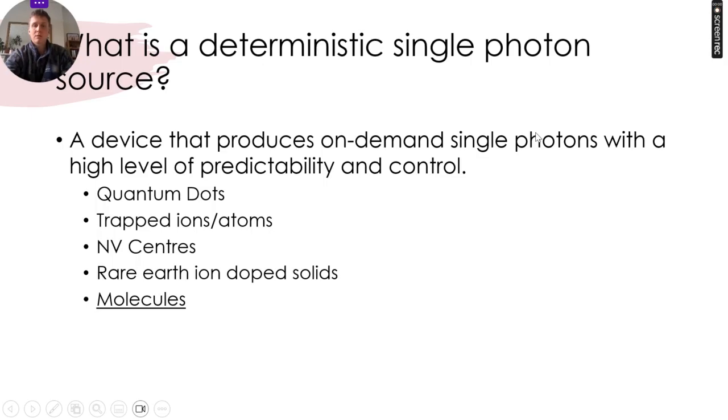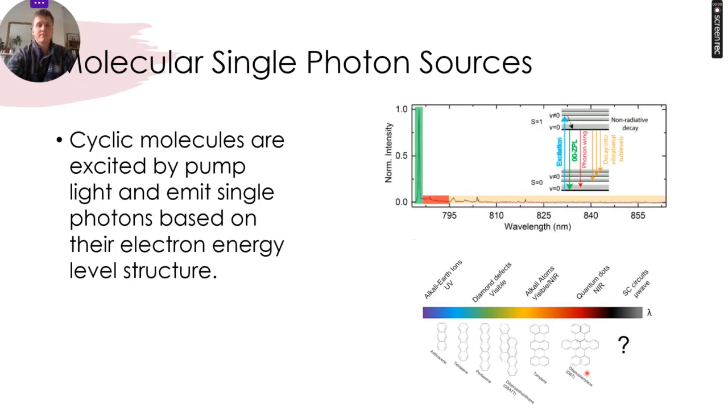Okay, so what is a deterministic single photon source? Hopefully you're pretty familiar with what this is by now, but it is a device that produces on-demand single photons with a high level of predictability and control. Examples of this are quantum dots, trapped ions or atoms, NV centers in diamond, rare earth ions, and also molecules. And the focus of the paper today is molecular emitters of single photons.